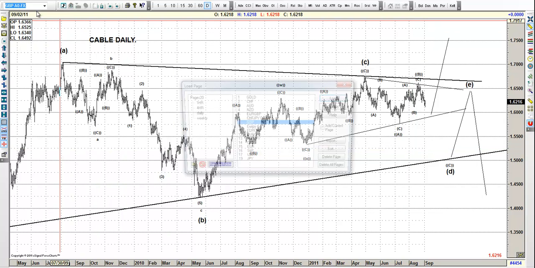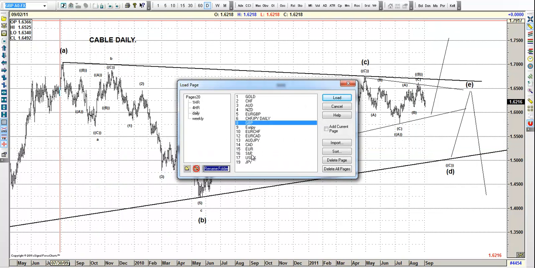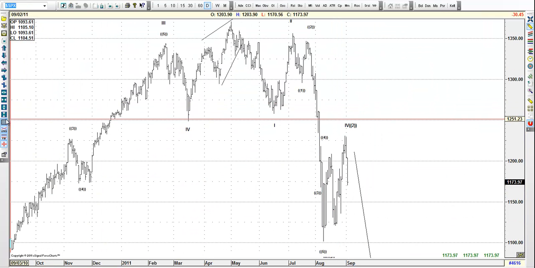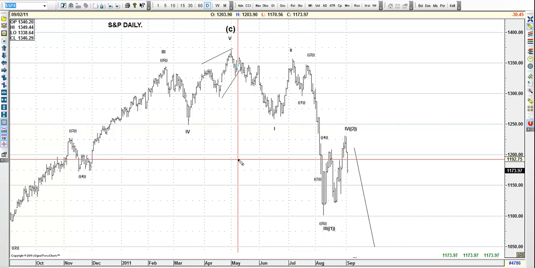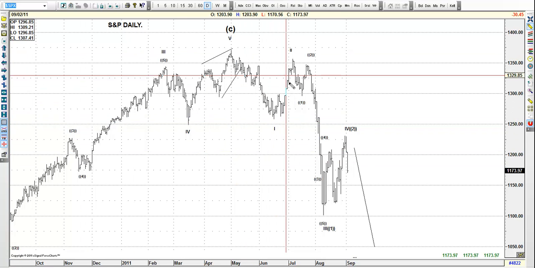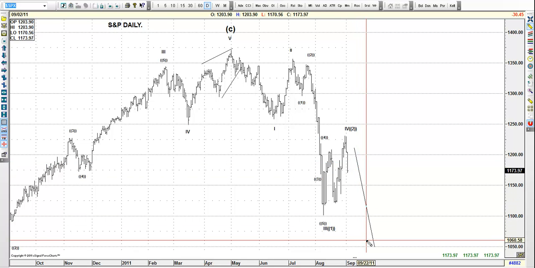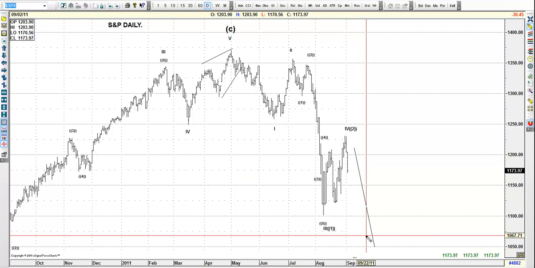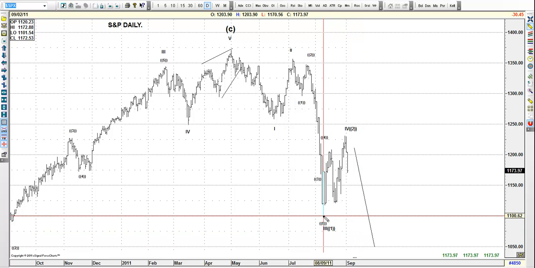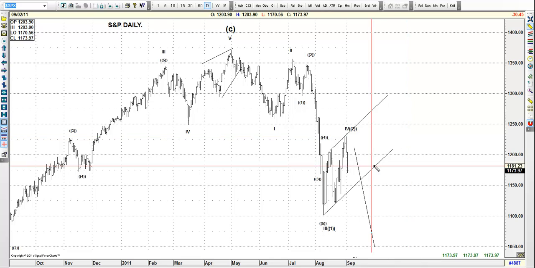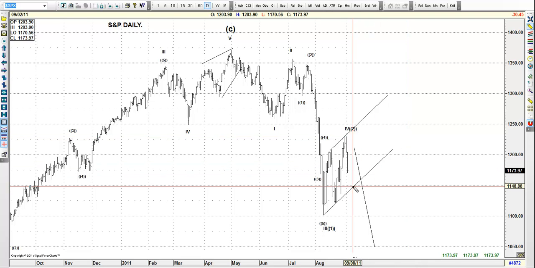Another scenario that we changed over the weekend is the S&P. On the S&P, we're labeling right now probably like this: 1, 2, 3, 4, and we're going to trade lower in 5. But it's very important, guys, that you trace a trend line here, and this area around 1150 is very important.